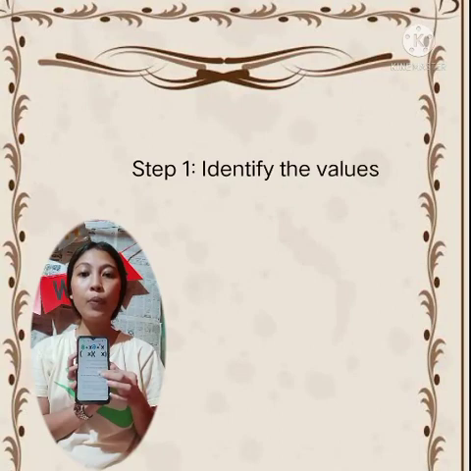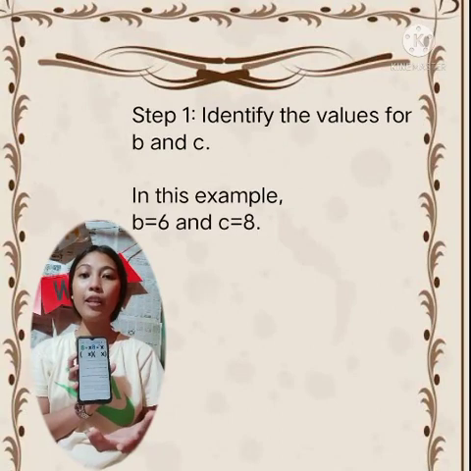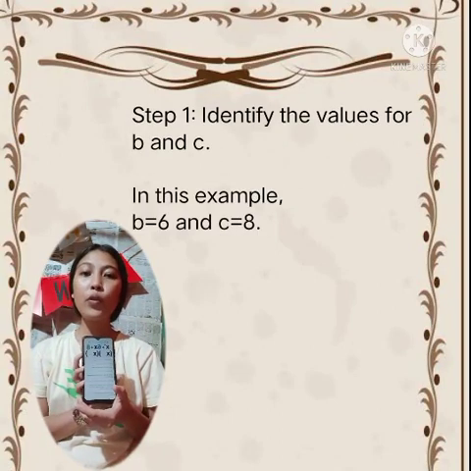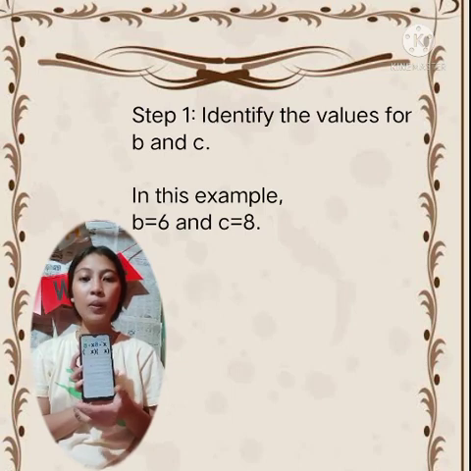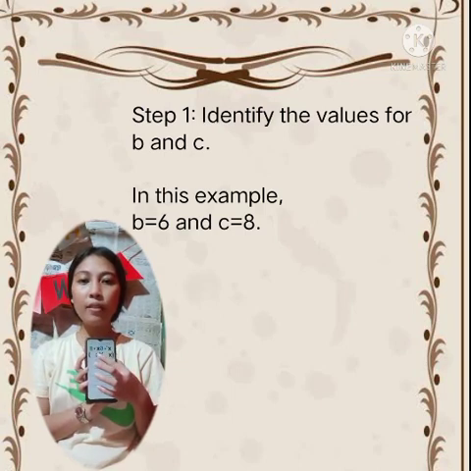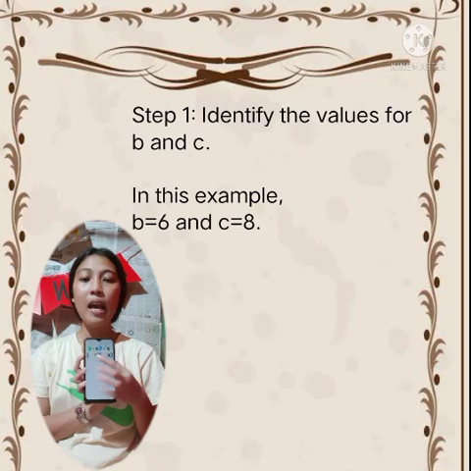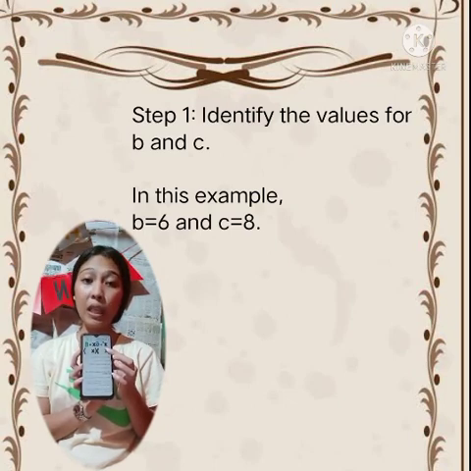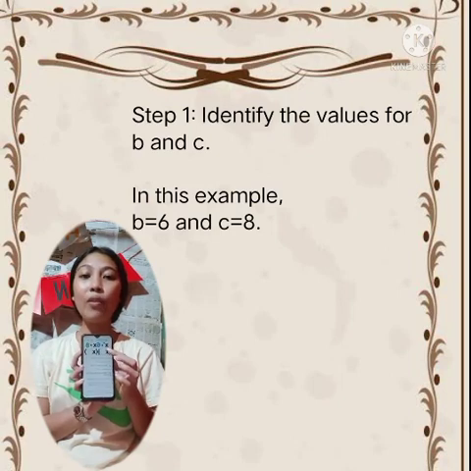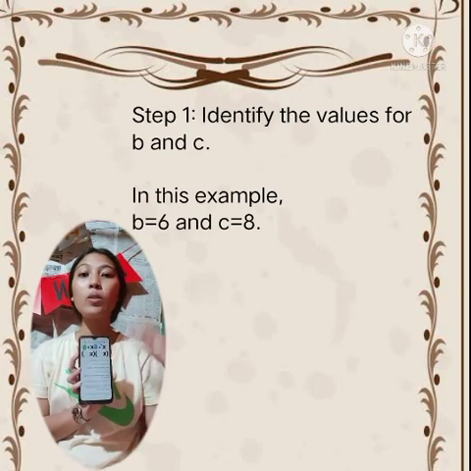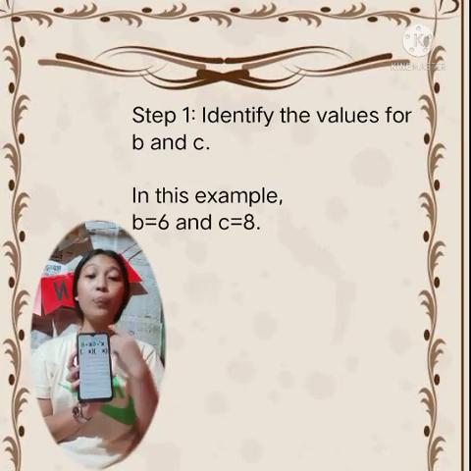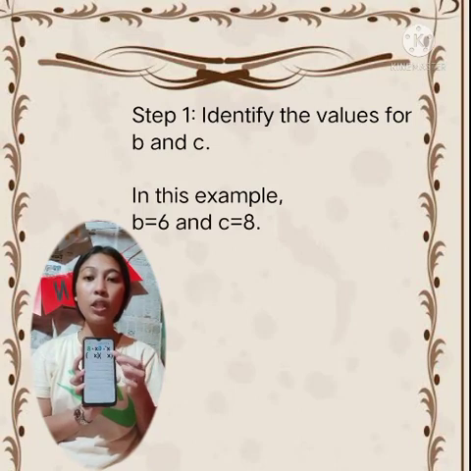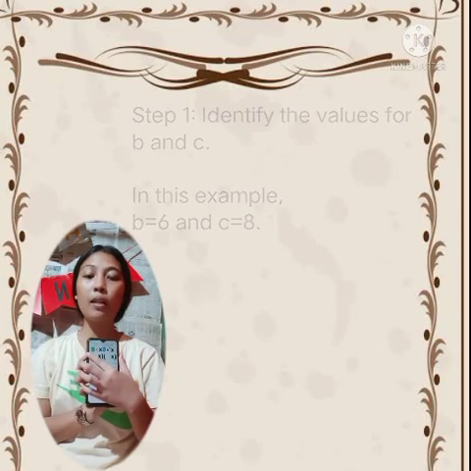So the first step, we need to identify the value for A, B, and C. So this is our A, this is our B, and this is our C. As you can see, there is no coefficient written beside the variable, so we always consider it as 1. So our A is equal to 1, our B is equal to 6, and our C is equal to 8.